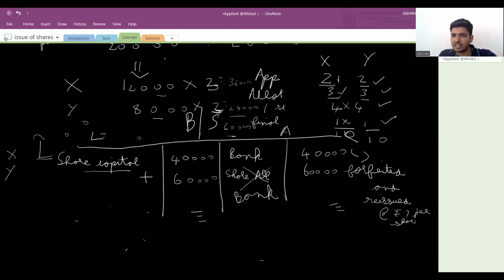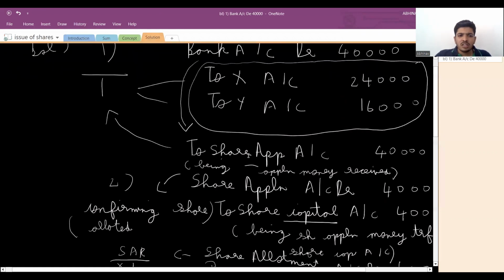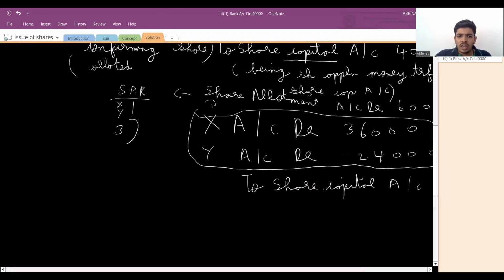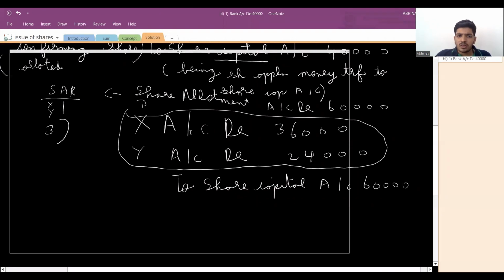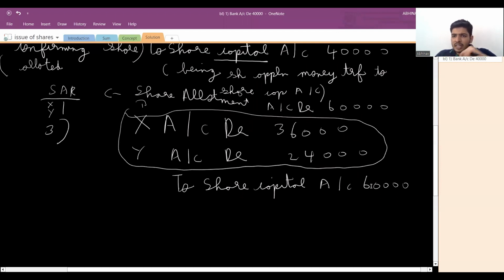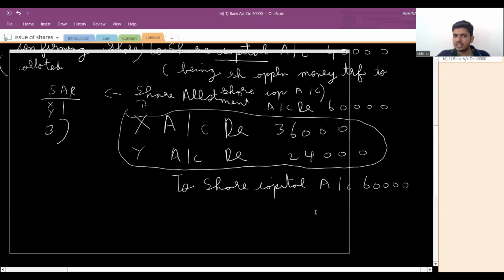X and Y are assets now. Now their assets get reduced. Instead of the asset, X and Y are bringing in bank. So bank gets increased by another 60,000. This is the meaning of the entry. As simple as that. Under this entry, X and Y were demanded by the company to bring in 36,000 and 24,000 to increase their share capital by 60,000.